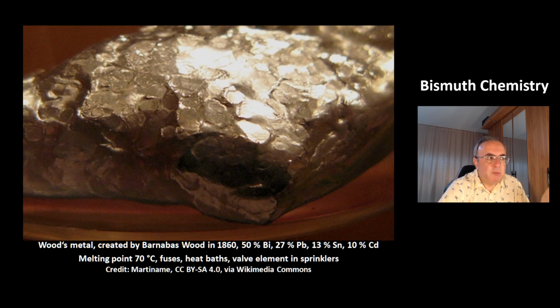This is another example, Wood's metal. It was created by Barnabas Wood in 1860. It is a bismuth alloy with 27% lead, 13% tin, and 10% cadmium. Melting point is about 70 degrees Celsius. It can be used for fuses, heat baths, and as a valve element in sprinklers.